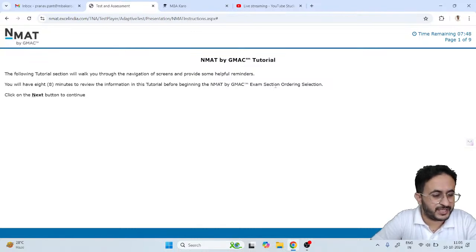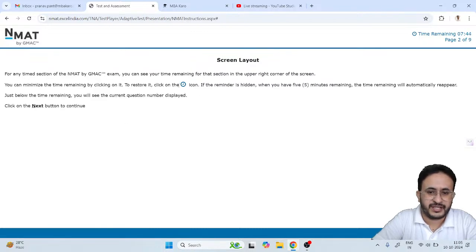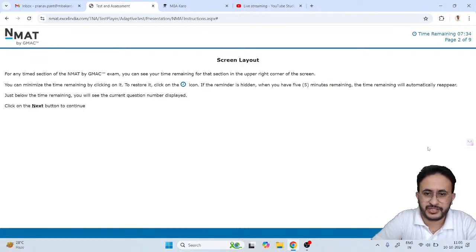So do not take much time. Okay, I will give you what the information basically tells about that. There is a next button. Okay, minimize. So timer, you can turn off the timer. If you click here, the timer turns off because some students are scared of the timer. Okay, so that's what it says.